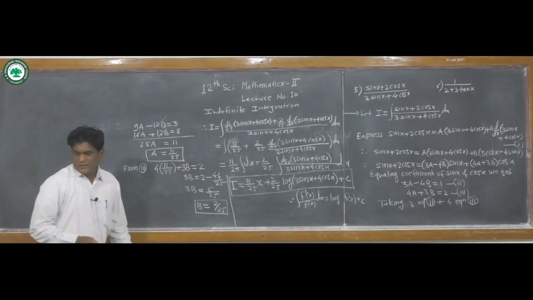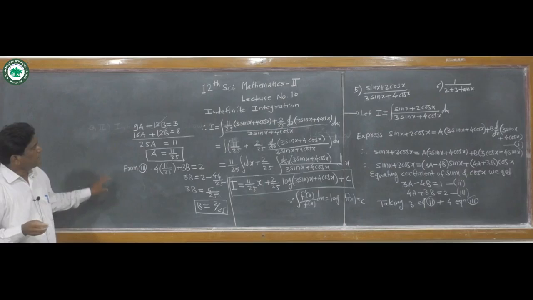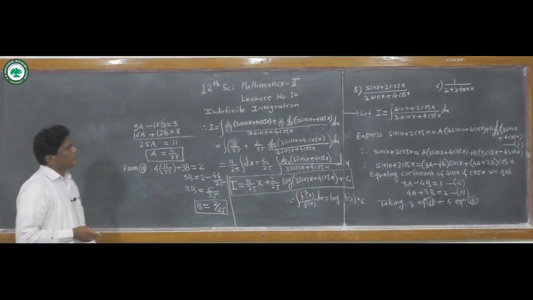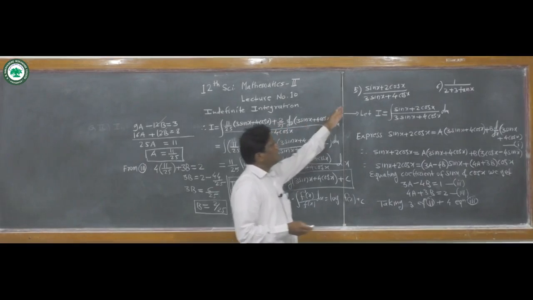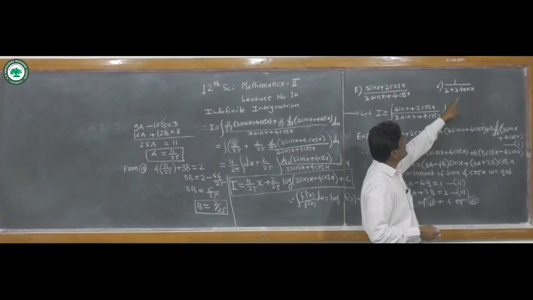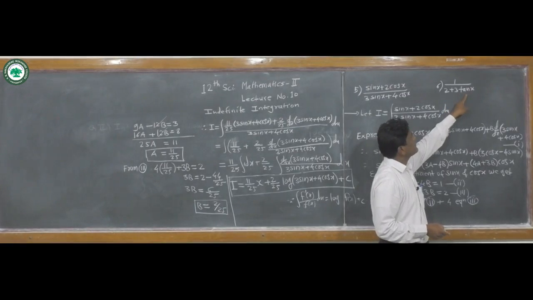Now take a screenshot and then write in your notebook. Now here we will see the sixth problem, same as the fifth problem. Here I give you a hint and you solve it yourself. Here we put tan x as sin x upon cos x.